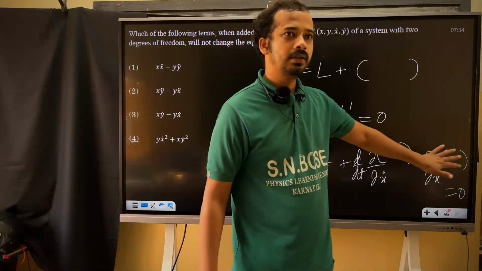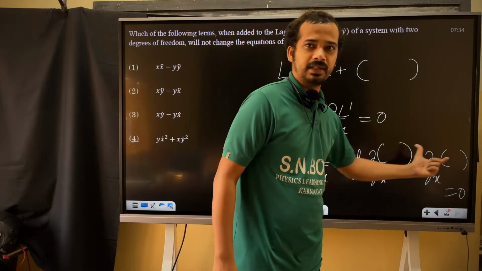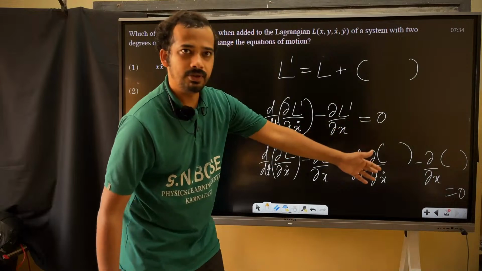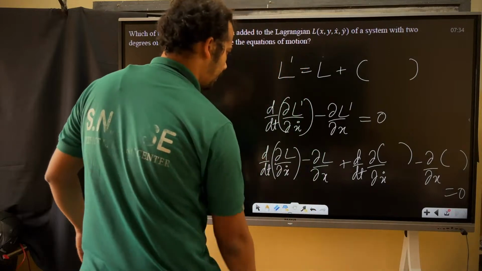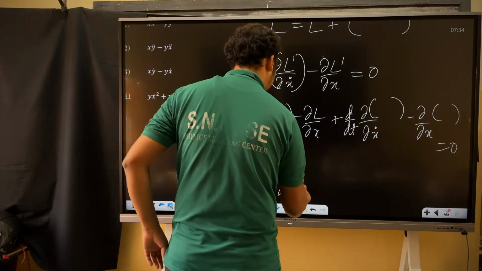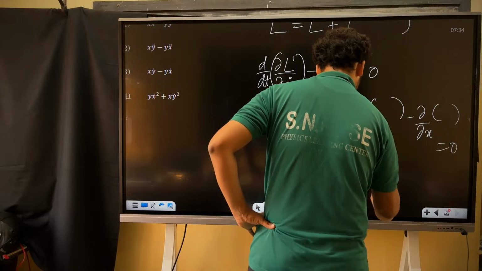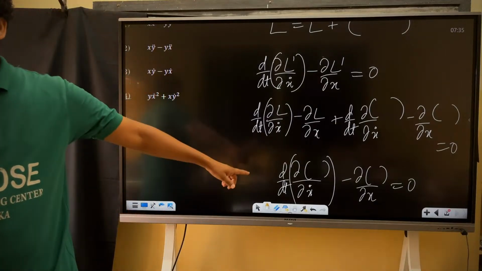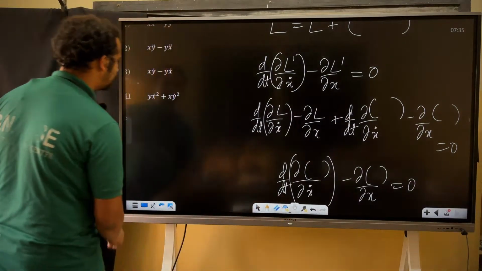That means that quantity should satisfy Lagrange's equation of motion. If you place it in the Lagrange's equation, it should give 0. Am I right? If this quantity is 0, then the old Lagrange's equation of motion is the same as the new one. Start substituting the options. Somehow, if these two are to be equal, this part must be 0. What is this one? D by dt of dou by dou x dot minus dou by dou x equal to 0. And you need to do that for both coordinates, not only one, because you have two degrees of freedom. Am I right?